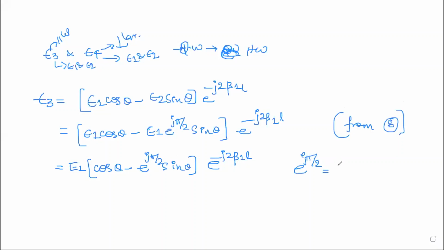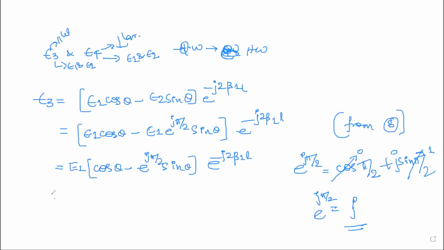What is e to the power j pi by 2? Cos pi by 2 plus j sin pi by 2. You can apply the formula of e power j theta, cos theta plus j sin theta. Cos pi by 2 value is 0, and sin pi by 2 is 1, so you'll be getting it as j. e to the power j pi by 2 has the value j.